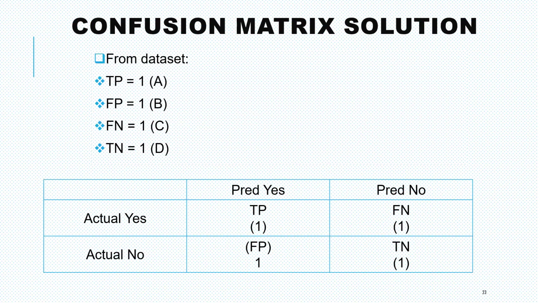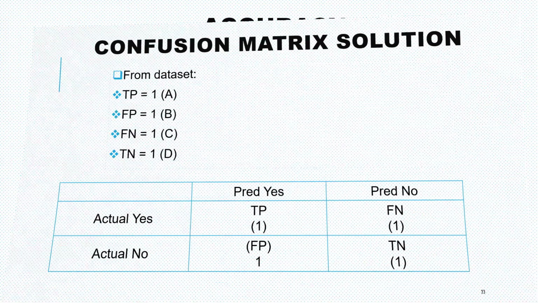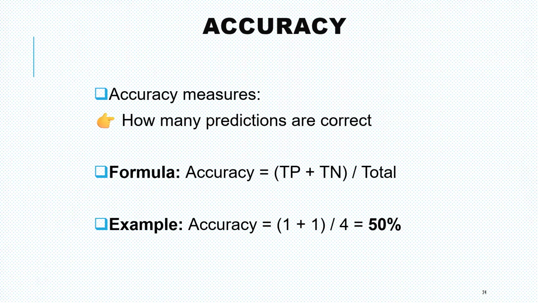We are looking at A, B, C, D. They are 4, isn't it? Yes, sir. So true positive, we had 1. True negative, we had 1. And the total is 4. So 1 plus 1 over 4 is what? 2 over 4. 2 over 4 is 0.5. Multiplied by 100 will give you 50%, isn't it? Yes, sir.